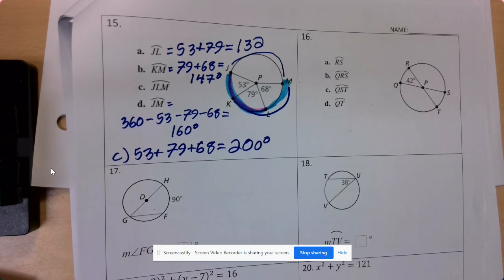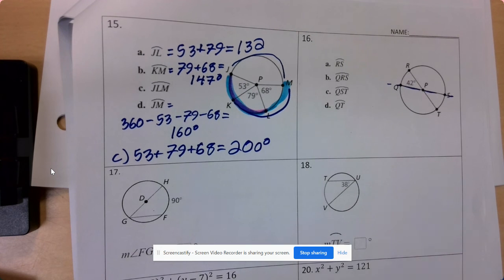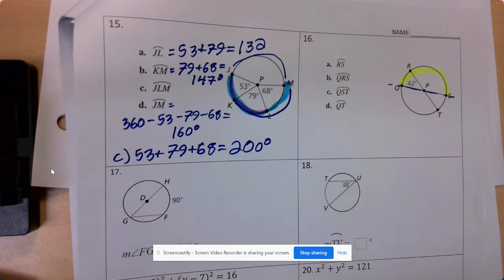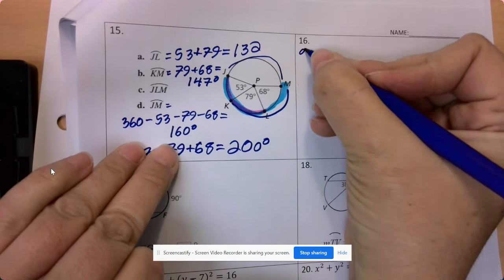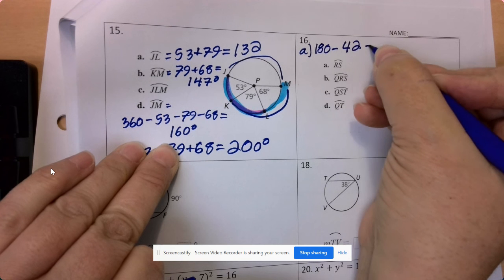Okay, for the next one, so RS. I look at that and I know I can do half. So my circle, everybody, is 180 degrees. So for A, everybody, 180 minus 42 could be 138.